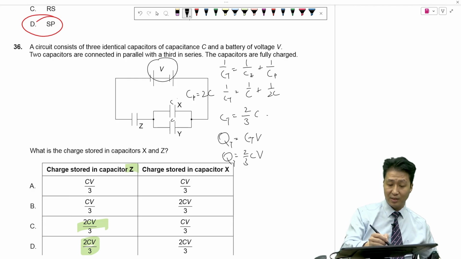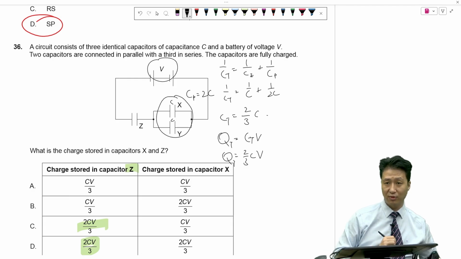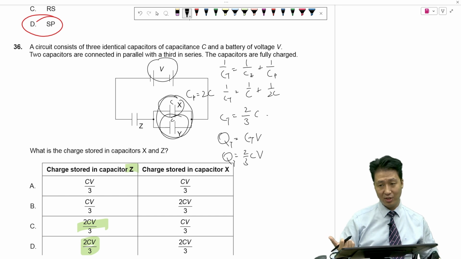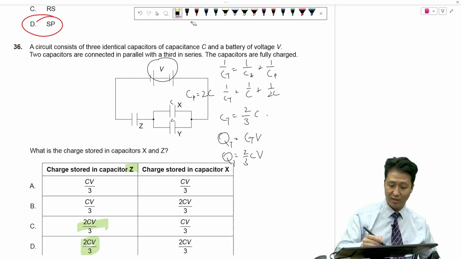What about X? Well, together X and Y do have a total 2 over 3. But individually, they only have half each. Because if they are in parallel, they have the same voltage, but they have different charges that add up to the total. They each have half, so 1/2 of 2/3 is just 1/3, which would be either C or A. The answer is, of course, C.